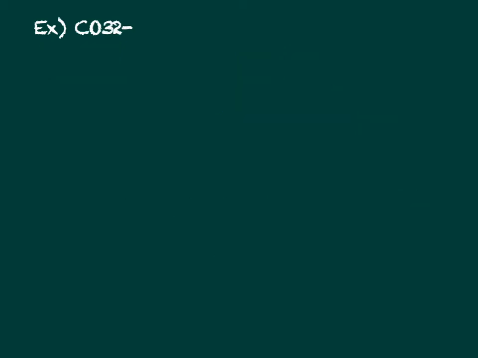Now let's take a look at carbonate. Carbonate has 3 resonance contributing structures. With 1 double bond. And don't forget, we got to put the charge on the outside.